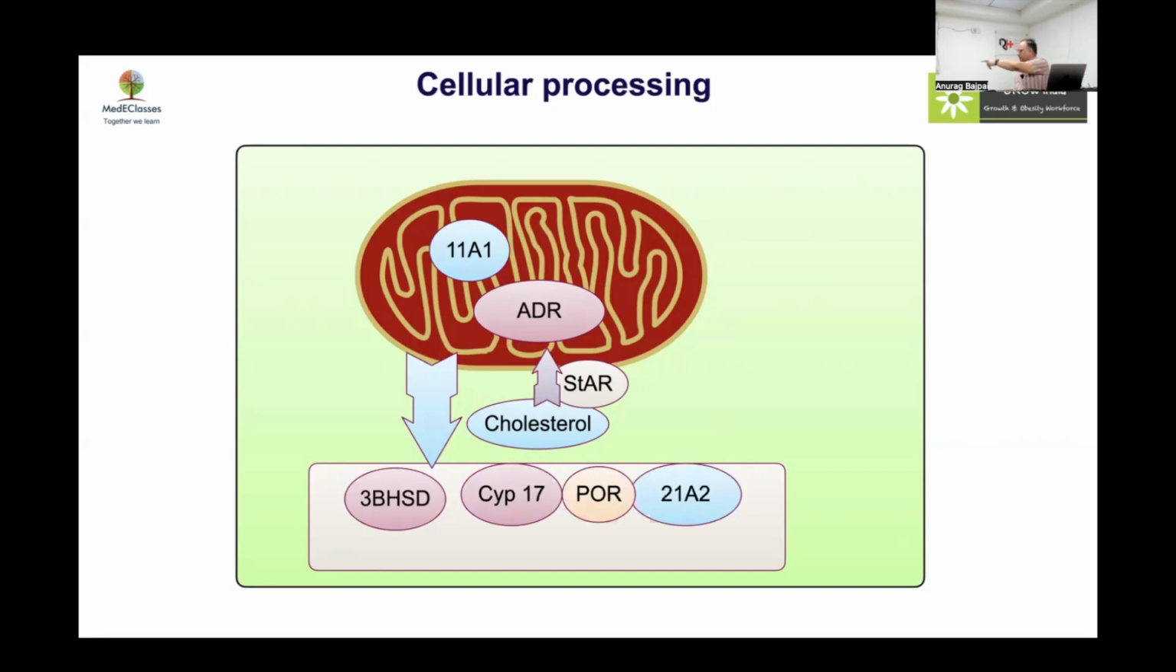Now, if you remember this, what it means is that POR is regulating your three major activities, predominantly 21, 17, partially 3 beta, and there is one more which is aromatase. So if you have a problem in the P450 oxidoreductase system, you will have mild salt wasting because of 21 hydroxylase deficiency. You may have DSD in both XX and XY individuals because of aromatase deficiency as well as 17 hydroxylase deficiency respectively.